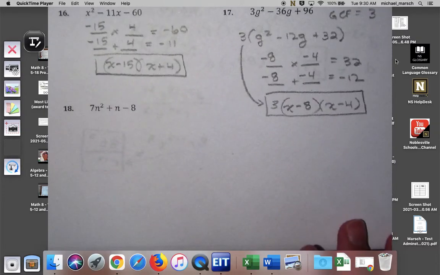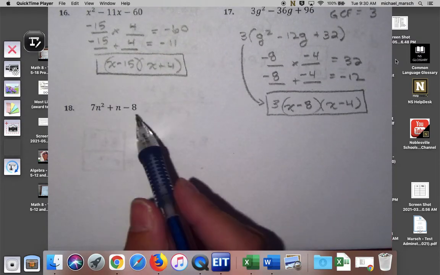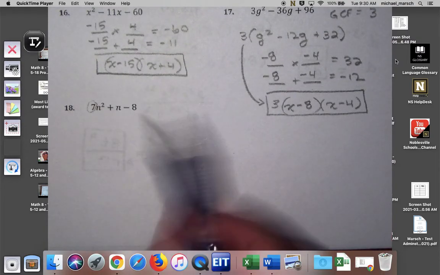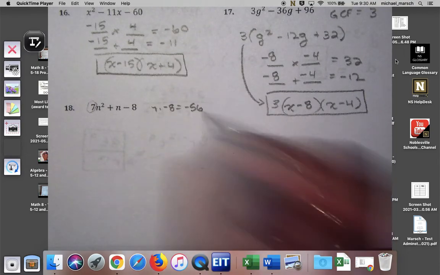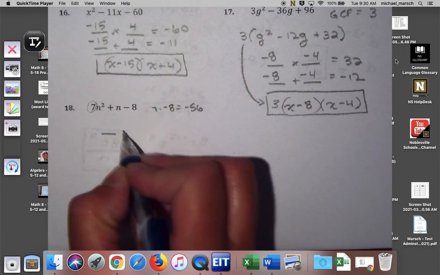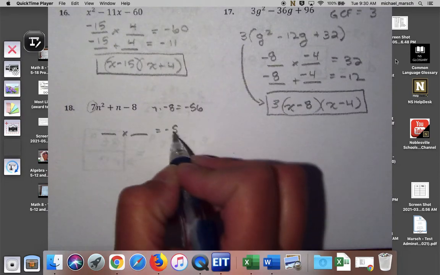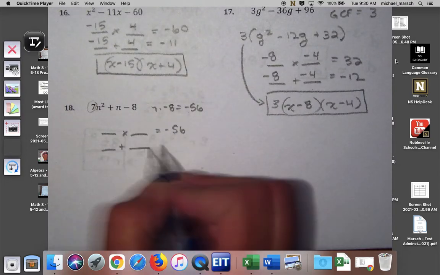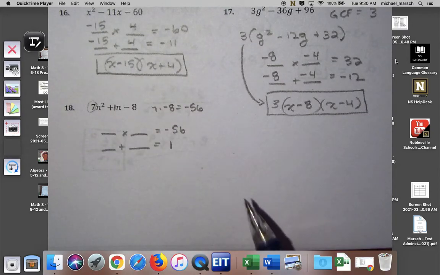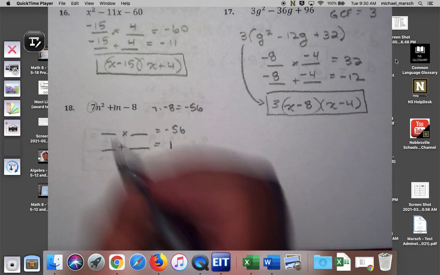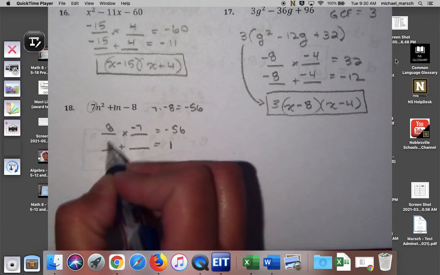Okay. Number 18, we have to use the AC method because we have a value here for A. So 7 times negative 8 equals negative 56. So I'm going to ask myself, what times what gives me negative 56? What plus what gives me 1? Because that's our secret 1 right there. So my answers are going to be 8 and negative 7.